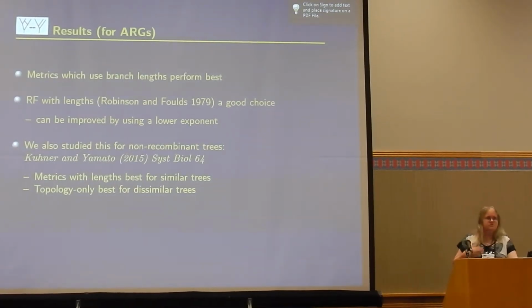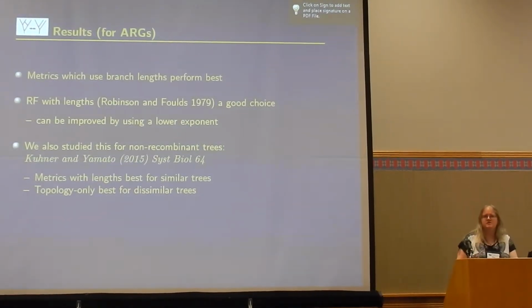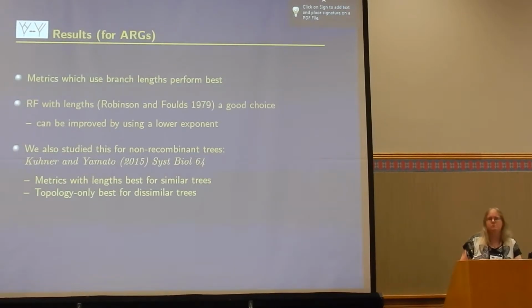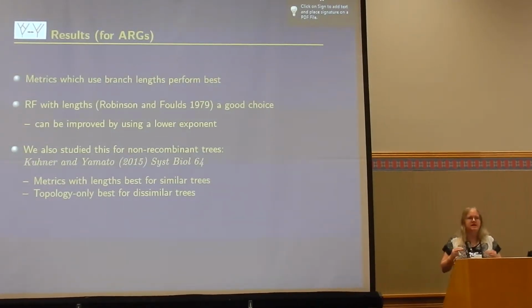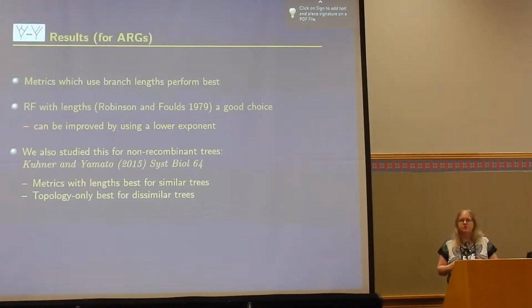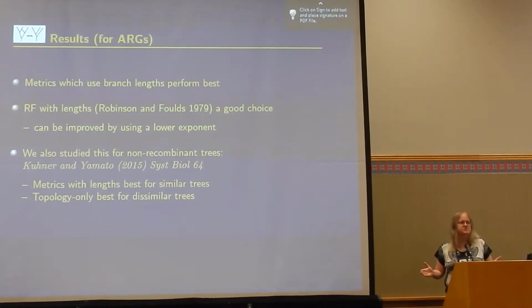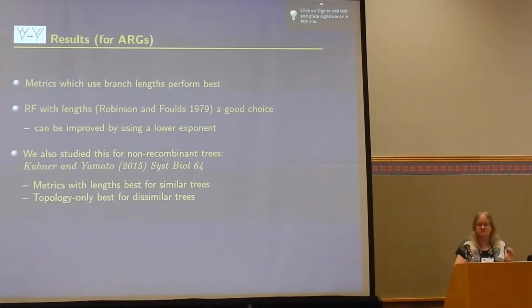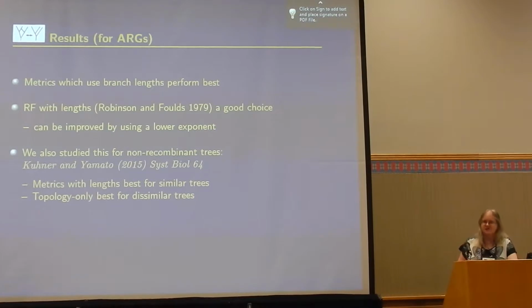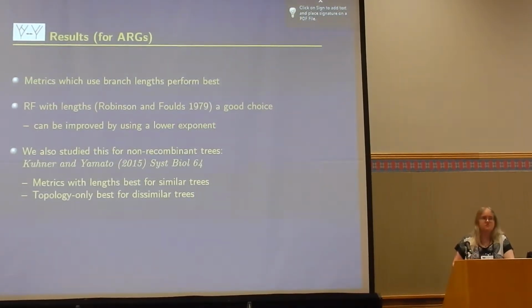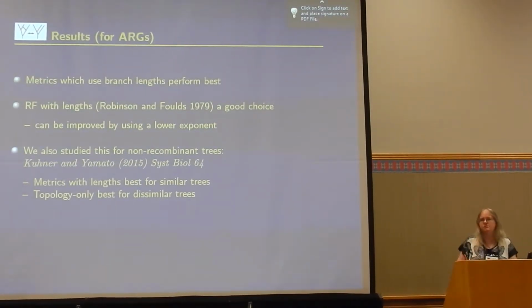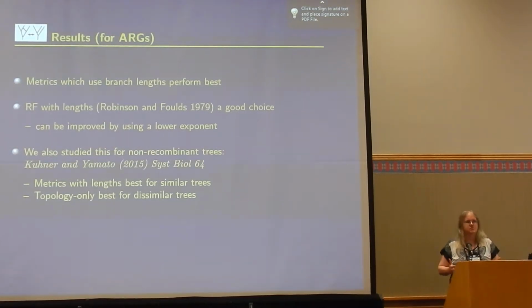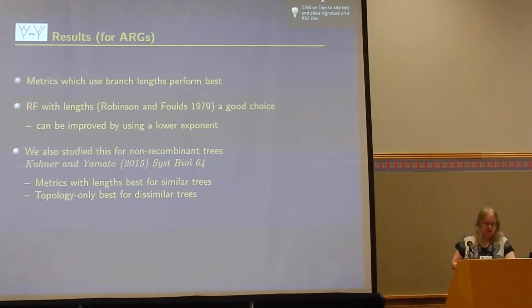So the Robinson-Foulds method with lengths is a good choice. You can make it even better by just fidgeting the exponent a little bit. Robinson-Foulds is really a family of methods with different exponents on the differences in clade content, and you can fidget the exponent downwards. It was embarrassing because I published a paper years ago in which we fidgeted it upwards on no evidence. It doesn't work.